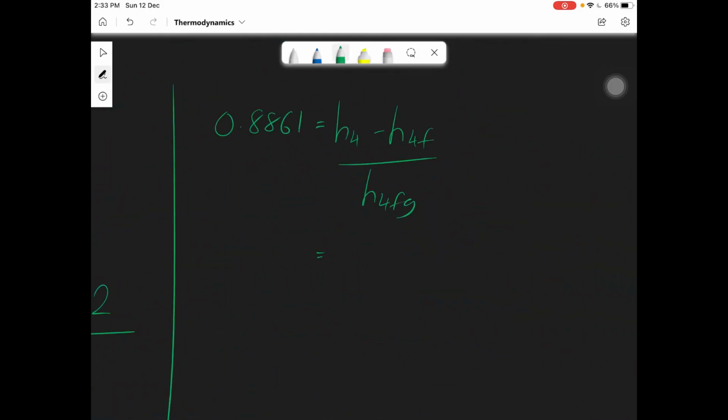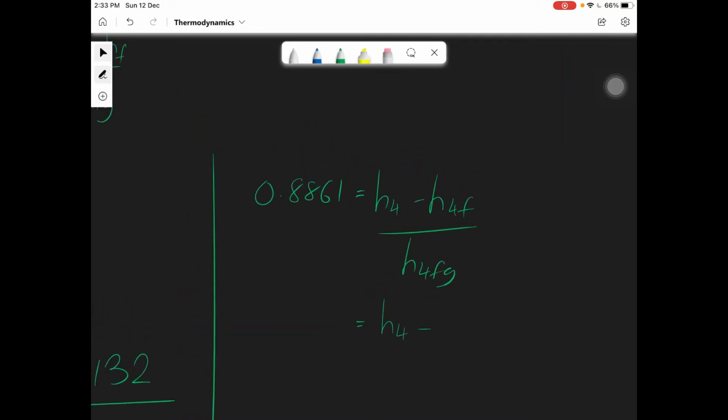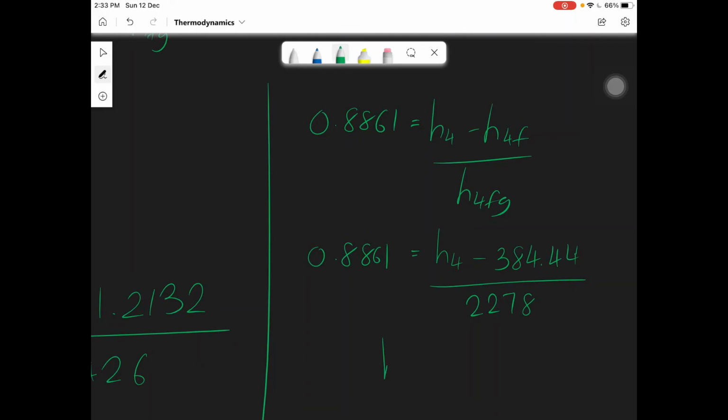Okay. H4 minus H4F, 384.44, divided by HFG, which is 2278, and this is quality 0.8861. So with a bit of multiplication and arithmetic, you would get H4 as 2402.98 kilojoule per kilogram.